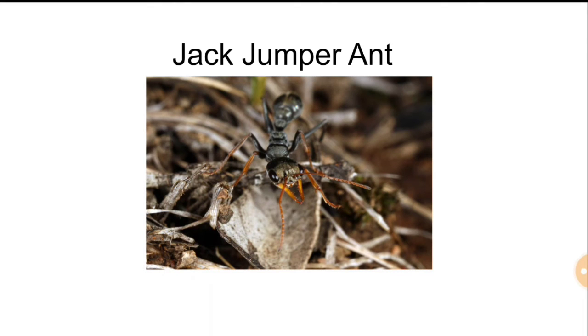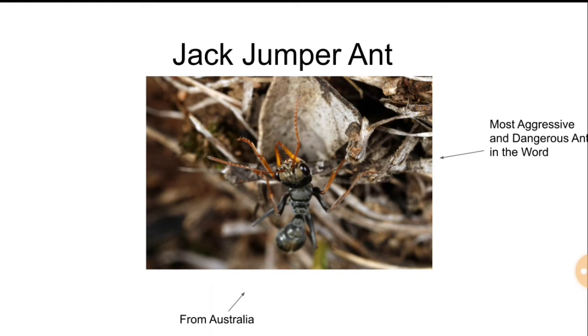Let's change the topic for a moment. The jackjumper ant is a species of ant that is especially notorious for being the most aggressive and dangerous ant in the world. Its venom has the ability to kill a human in just 4 minutes. But unless you live in the land down under, you don't need to worry about these guys because they're native to Australia and other parts of Oceania.